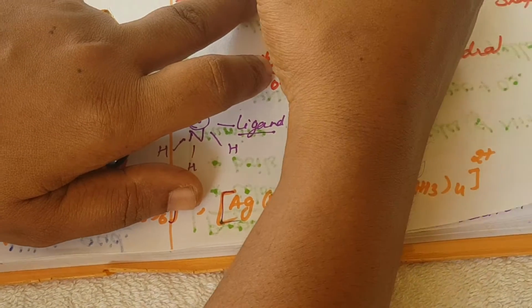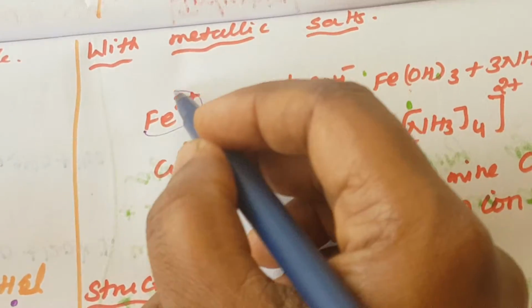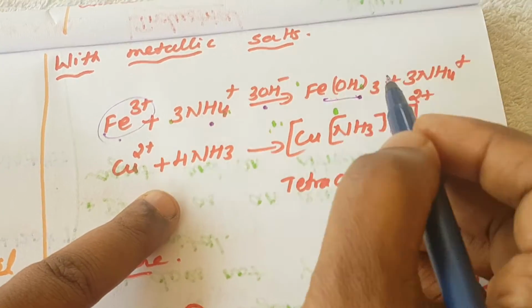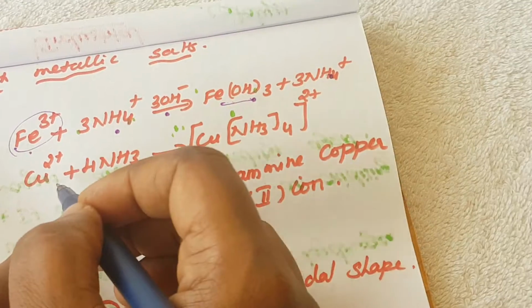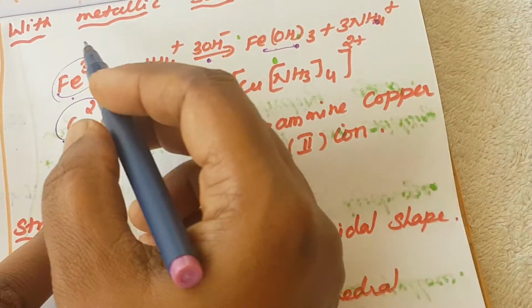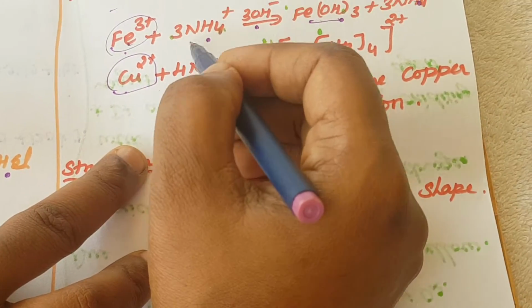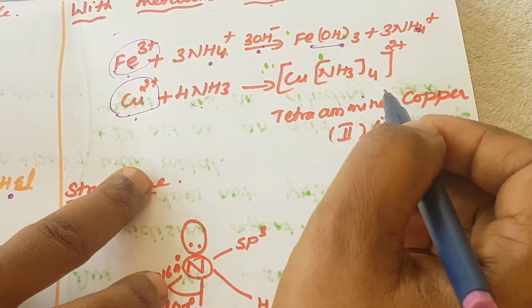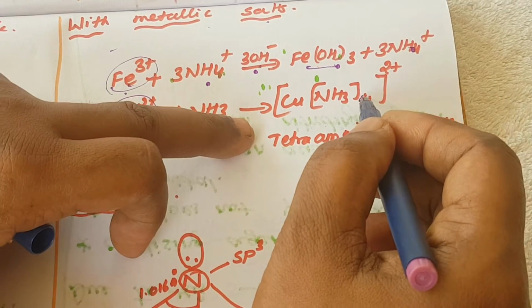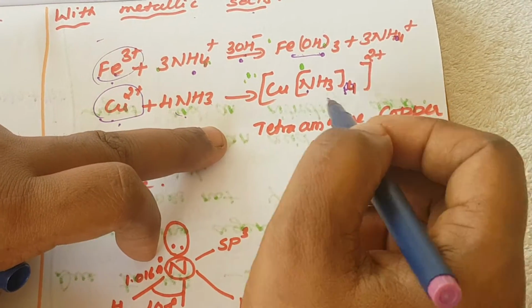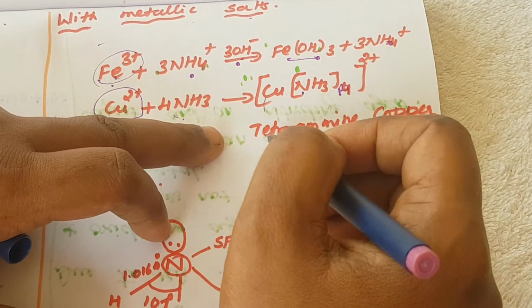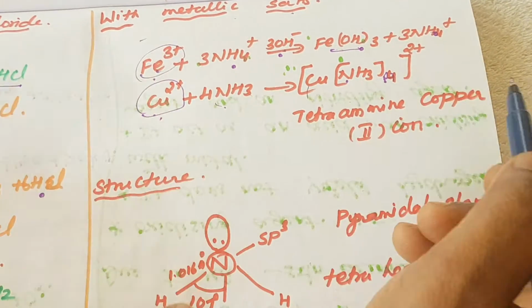Another one is the reaction with metallic salts. Iron is a metal; with ammonium hydroxide it gives ferric hydroxide and ammonium ion. Again, copper metal, the metallic salt, with ammonium hydroxide: copper plus ammonia gives tetraamine copper 2 ion. Tetra means 4, an amine compound. So this is a coordination compound, and the naming itself we can easily learn from the 5th lesson.